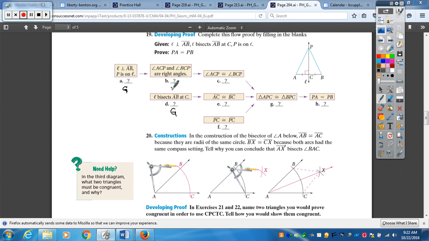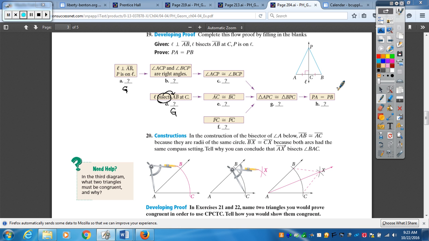From there, we know that those two angles, ACP and BCP, have to be the same because they're both right angles, and all right angles are congruent. So for letter C, I'm putting down all right angles are congruent. For letter D, we're told that line L bisects AB. That cuts that segment in half, so we have two congruent segments. So I know that AC is congruent to BC. Some of you may have been inclined to put down given because they're marked like that. I will never mark them. The book is trying to help you out. The reason AC is congruent to BC isn't because it's given, it's because of the definition of bisects.